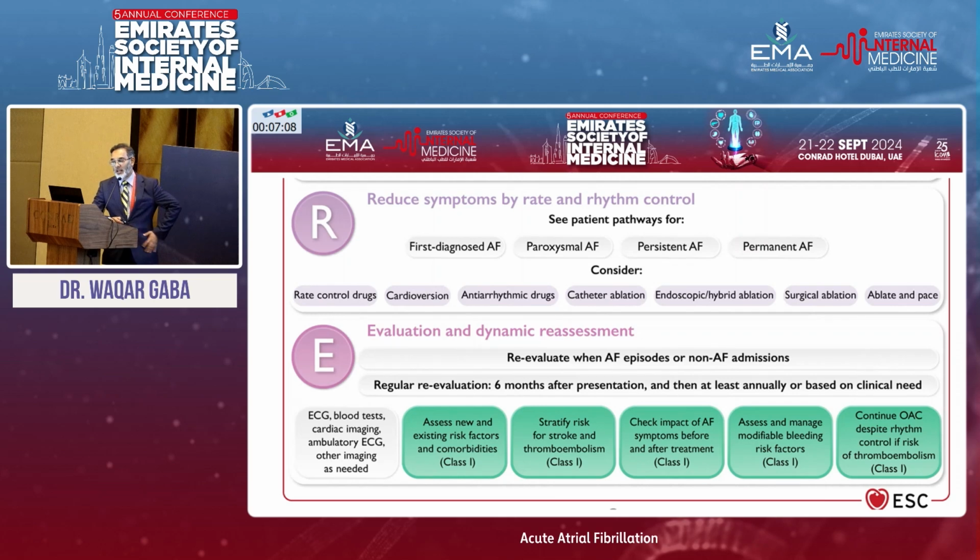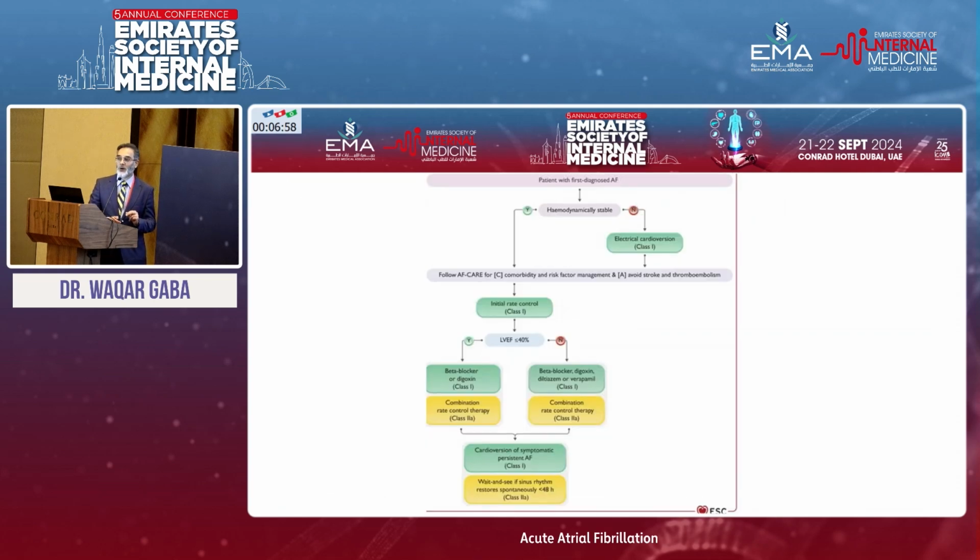Let's move on to the next, the RE. So we talked about C, we talked about A, now this is R and E. So reduce the symptoms by rhythm and rate control, and E, the evaluation. So now the famous thing about rate and rhythm control, we always kind of argue about this. So first diagnosed atrial fibrillation, easy. Hemodynamically unstable patients, you go for electric cardioversion. If the patient is stable, then you go for rate control.